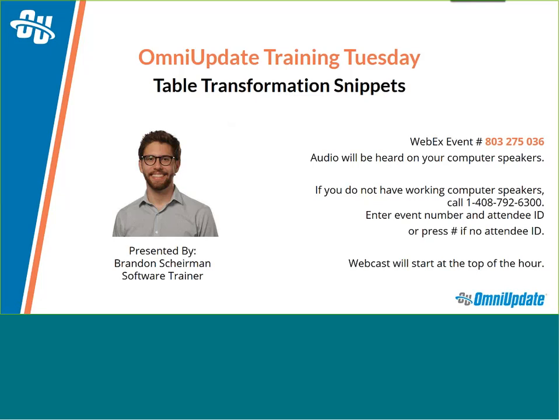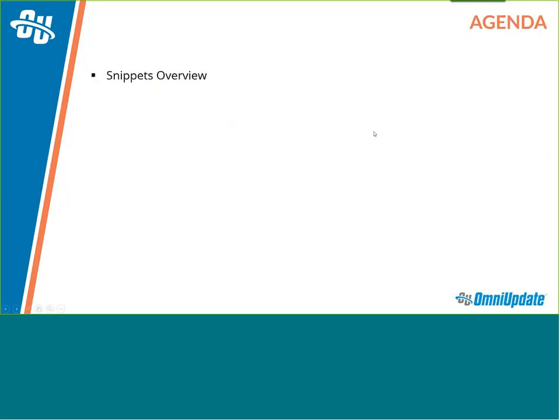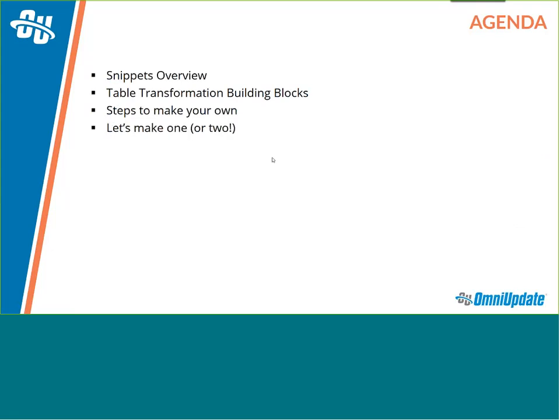Alrighty, so our agenda for today. We're going to just really quickly talk about snippets in general, just to set the foundation. As you probably know, table transformations are actually just a section or a smaller step within overall what snippets are in the system. So we'll understand what a snippet is and how table transformations are unique compared to other snippets. We'll talk about the building blocks that you need to create a table transformation. I'll discuss the steps that you would take and the order in which you would go in order to make your own table transformations. And then most of our time will be spent walking through the steps of creating one by ourselves here.